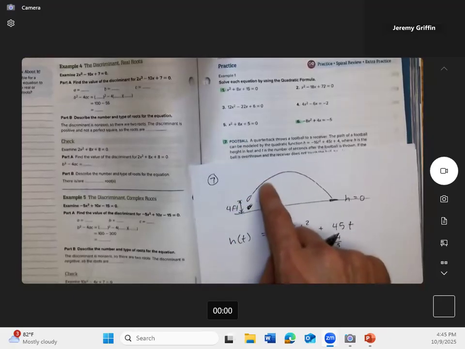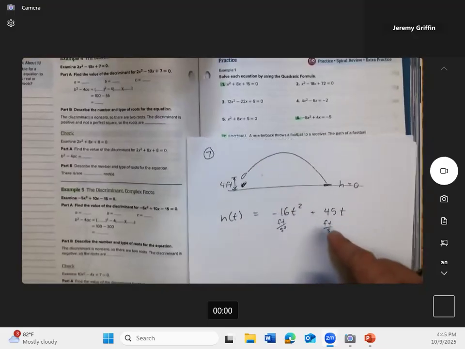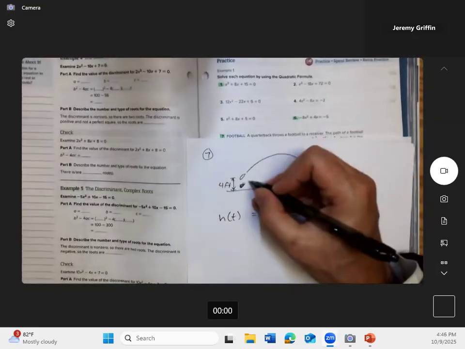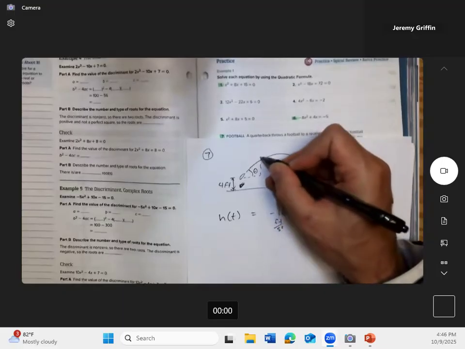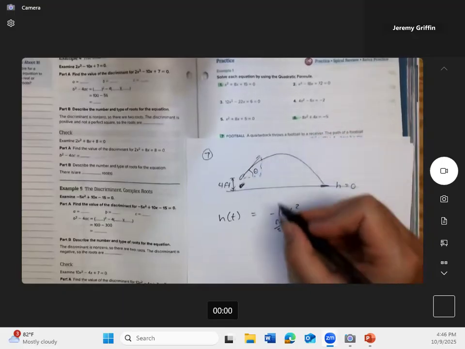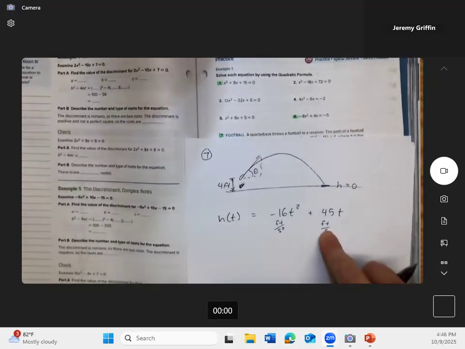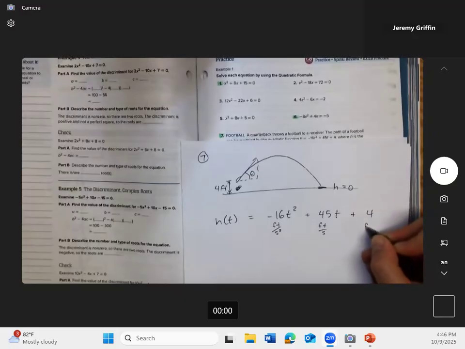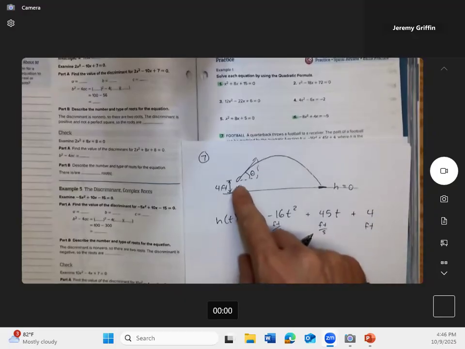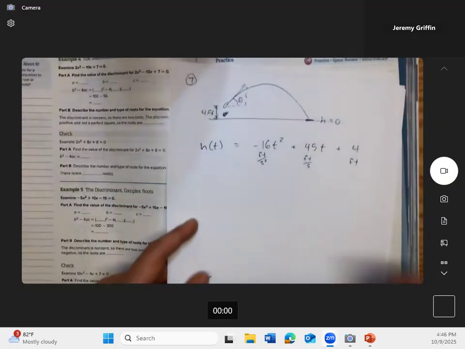And if you look at the vertical component, now when you did this with the ball launchers, you found this angle right here, theta. And you took the sine of that angle to say, well, how fast was it initially traveling? Not altogether, but just strictly in the vertical. And that's what this 45 feet per second represents. And then plus 4, and that's feet, because maybe he's releasing it from 4 feet above the ground. Okay, does that make sense?